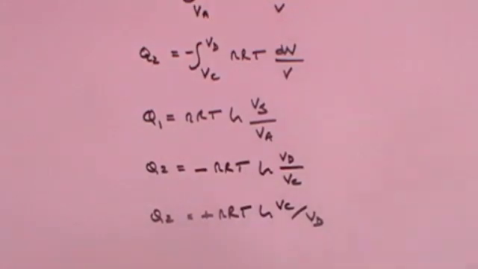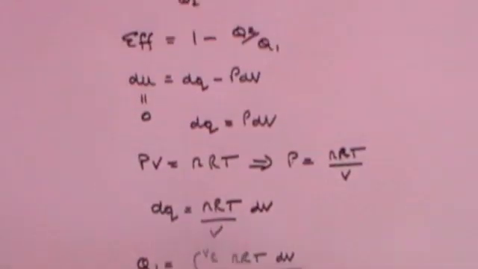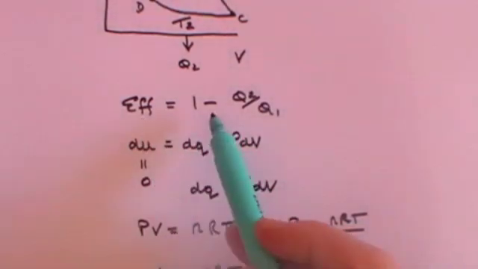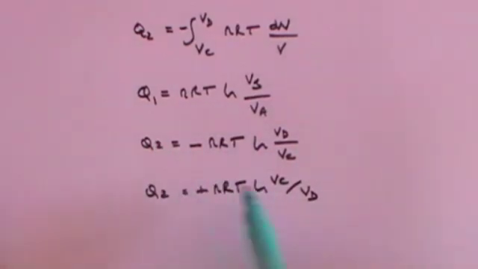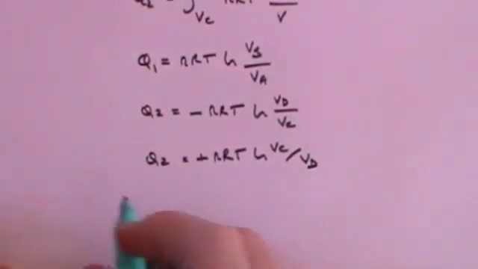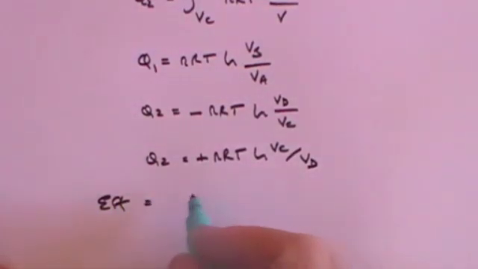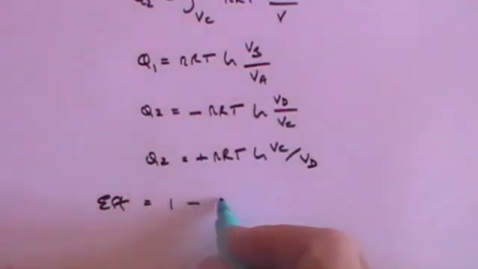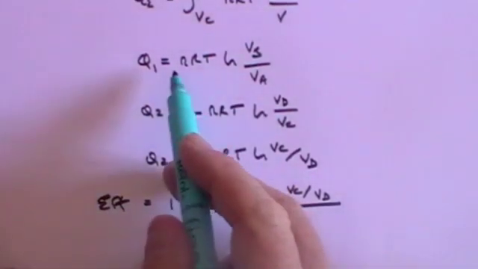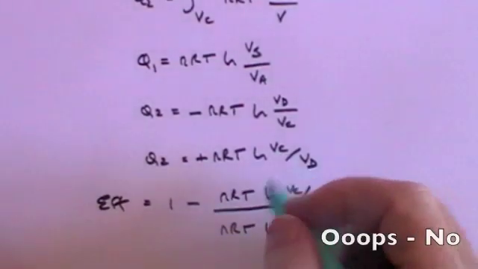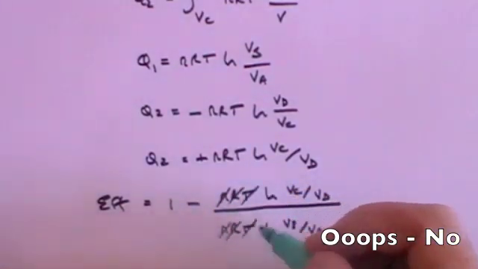We did that earlier. And then, as we've said right the way back up here, efficiency is equal to 1 minus Q2 over Q1. We now have terms for Q2 and Q1. So let's write that. The efficiency is equal to 1 minus Q2, which is nRT log Vc over Vd, divided by Q1, which is nRT log Vb over Va. And as you can see, nRTs cancel out.